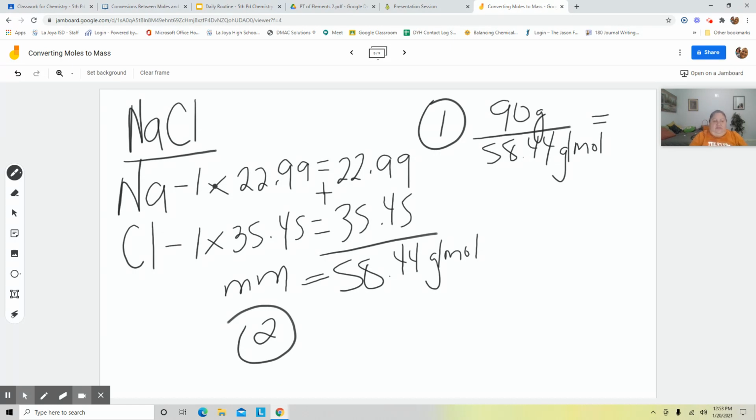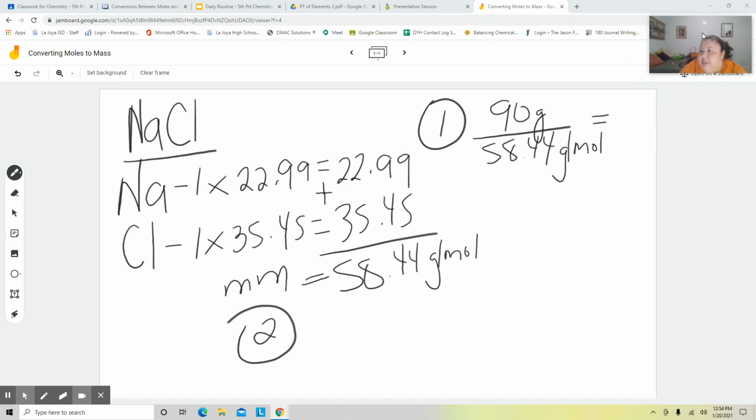I got something different. Did anybody else get something different? Did you guys divide? Double check your work. Somebody double check their work. Try it again, guys. 90 divided.